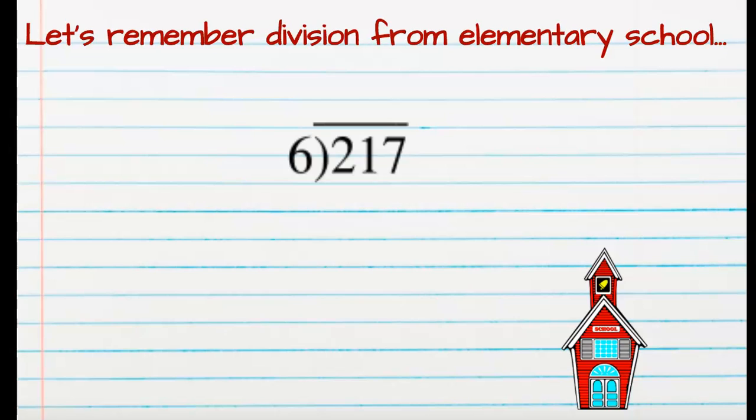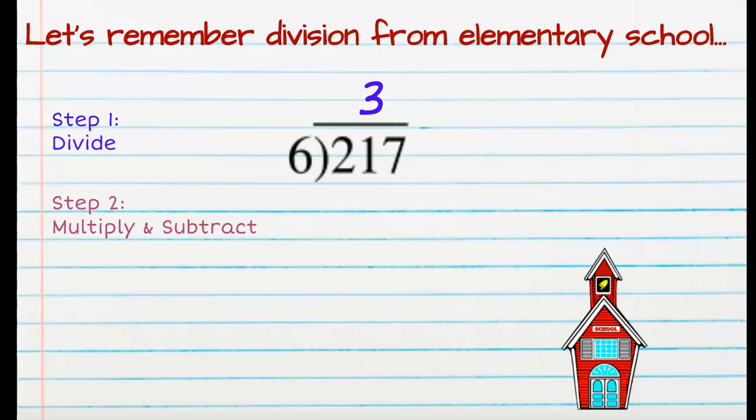Here are our steps. First, we're going to divide the 6 into the first possible term. So in this case, it's 21. 6 goes into 21 3 times. So now we can multiply and subtract. 6 multiply 3 gives us 18. So when we subtract 21 minus 18, we end up with 3. Now we will bring down the 7.